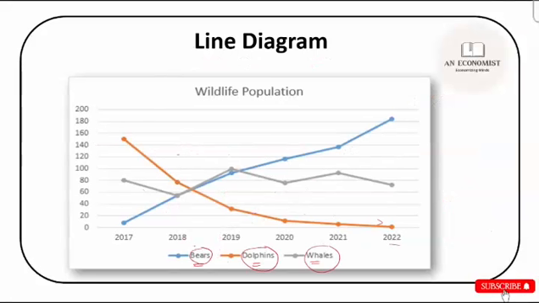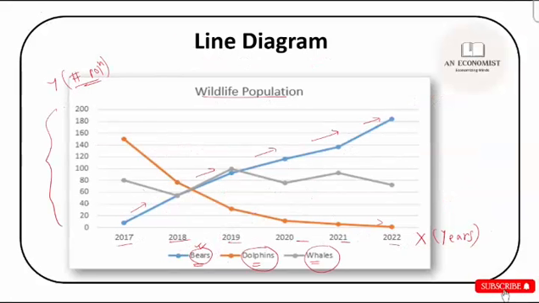So if you look at the bears, it is blue in color. This is the diagram you have, and you see an incremental rise in the number of bears. On the y-axis you have the wildlife population, the number of wildlife animals, and the x-axis shows the years: 2017, 2018, 2019, 2020, 2021 and 2022. So it is time series data.